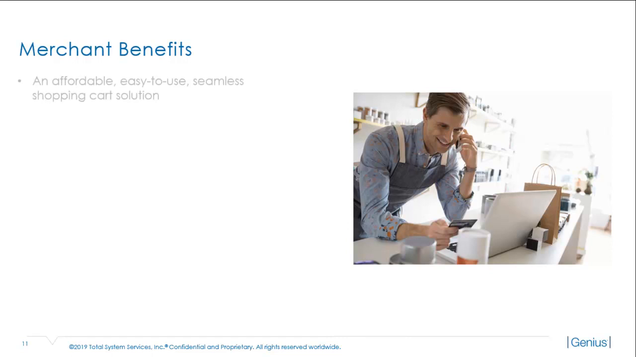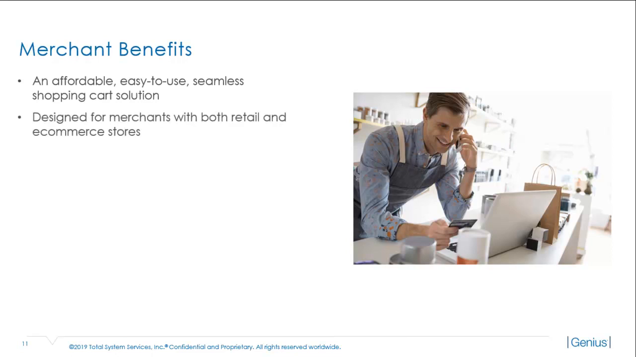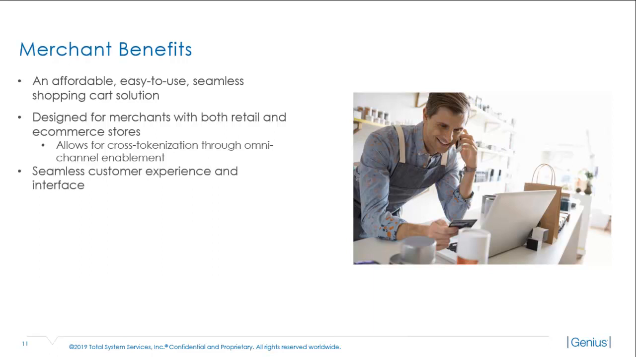Merchant benefits: an affordable, easy-to-use, seamless shopping cart solution. It is designed for merchants looking to integrate with a single payment processing solution for both e-commerce and retail stores. Merchants will gain access to consolidated reporting for all their customer-facing point of sales, whether it is online or in-store. Having an e-commerce and brick-and-mortar store with Genius provides the ability to purchase something online and return in-store. The seamless customer experience keeps a consistent look and feel.